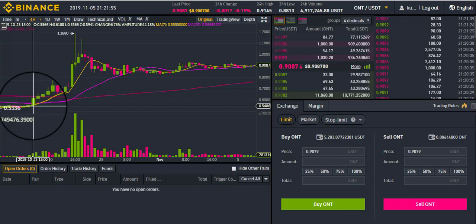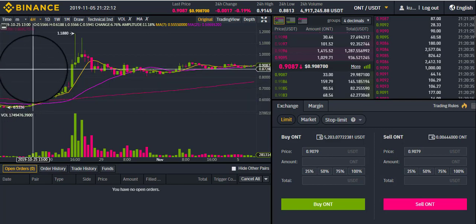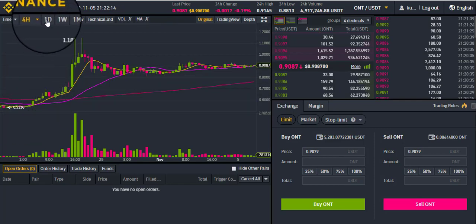If you move to the next candle, that's another 4 hours. This is now at 1 p.m. on the 25th of the 10th. And if you move another candle to the right, it's now 5 p.m. on the 25th of the 10th 2019. So that's an additional 4 hours. So I think you guys get the gist of this.